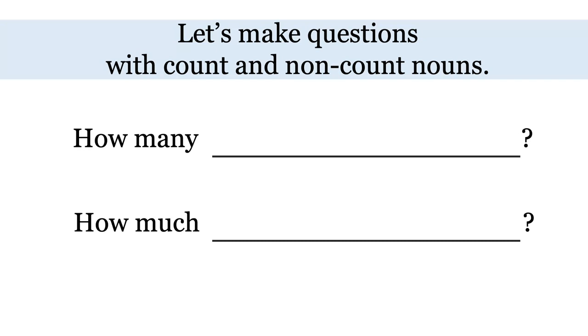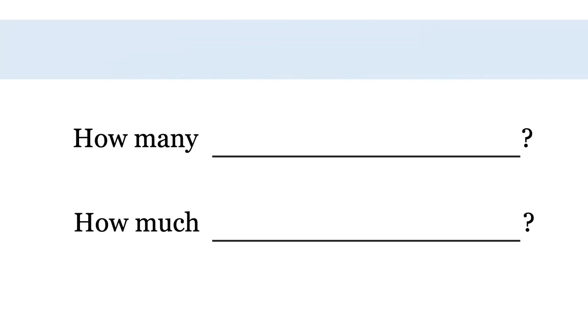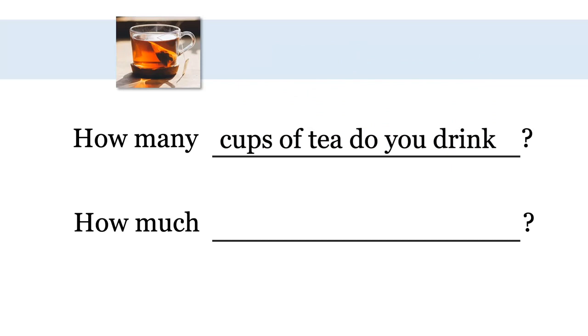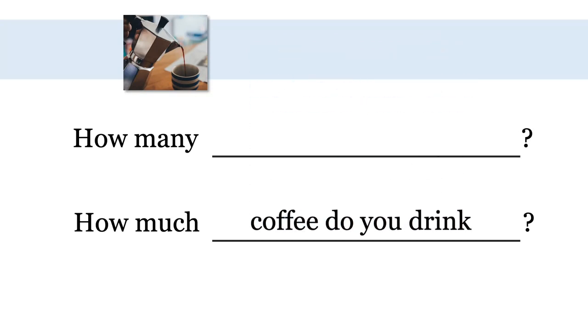Let's make questions with count and non-count nouns. We use how many with plural count nouns, and we use how much with non-count nouns. Okay. Cups of tea. How many cups of tea do you drink? Coffee. How much coffee do you drink? Because here coffee is not in a cup, so it's non-count.